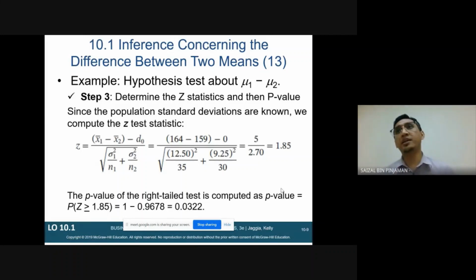So for chapter 10, the hypothesis testing for 2 sample tests, there are 3 situations that you need to know. Situation number 1 is where you know about the population variances. Situation number 2, you don't know population variance, but you assume them to be equal. Situation number 3, you don't know the population variances, and you don't assume them to be equal.